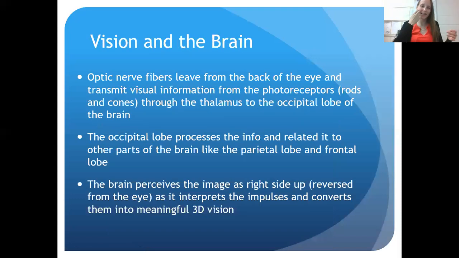Okay, so the optic nerve fibers that leave the back of the eye are carrying the information from the photoreceptors through the thalamus, and then it actually goes to the occipital lobe of the brain, where it processes that information, can also relate that info to other areas of the brain, like the parietal and frontal lobes. And then again, the brain does flip the image, so it perceives it right side up, and kind of converts everything we see into 3D images, and allows us to interpret things like depth.